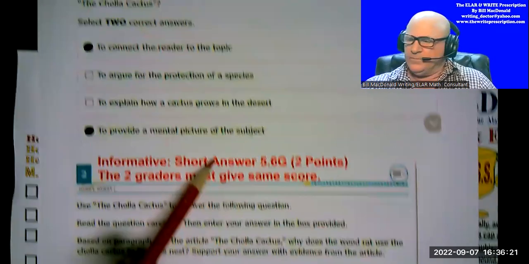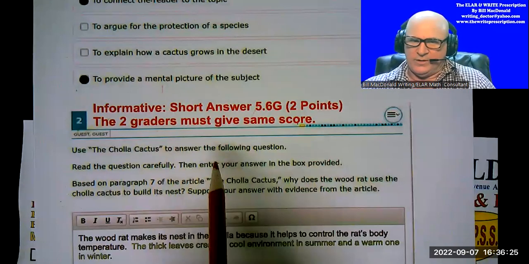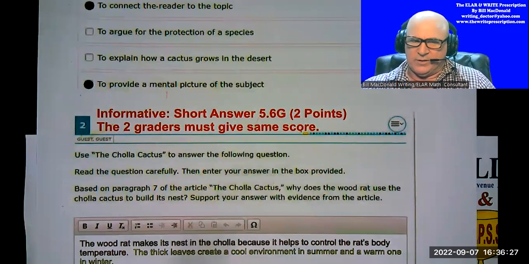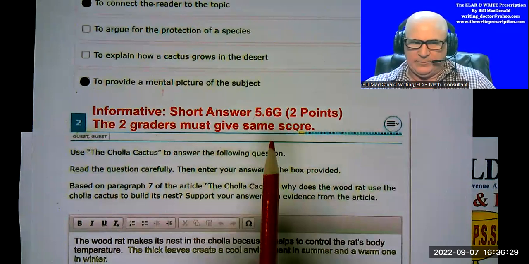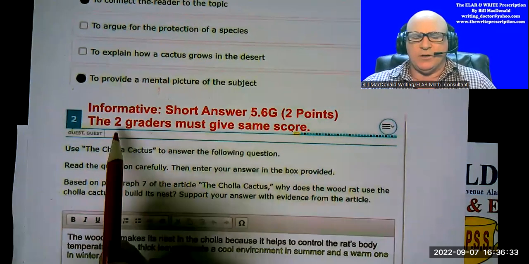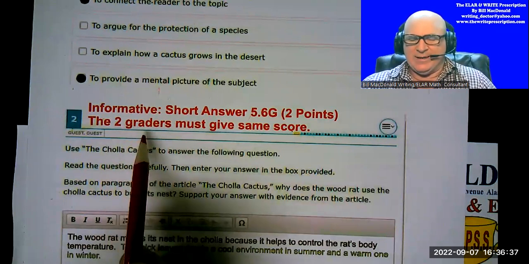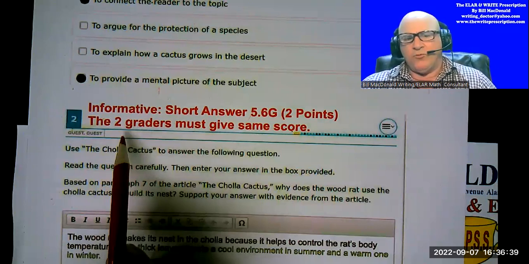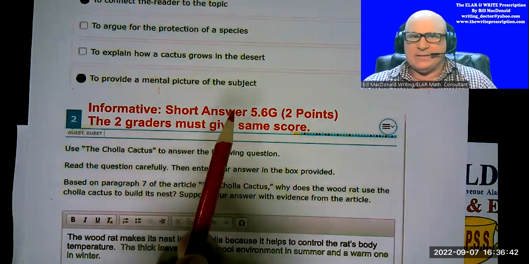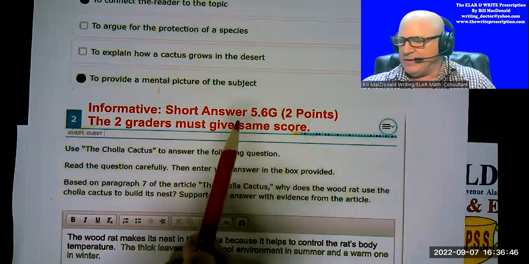Short answer, 5.6G, and it's worth 2 points. And in case you're not aware, there's 2 separate graders who don't know each other. And in order for the student to get 2 points, both readers must say, yes, they did give the answer, and yes, they did give textual evidence.